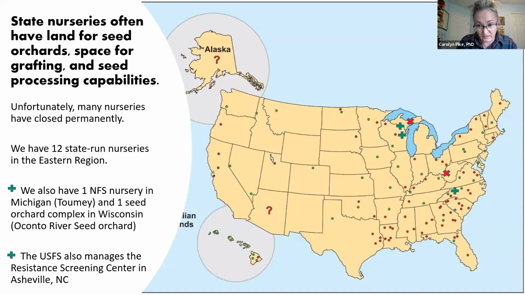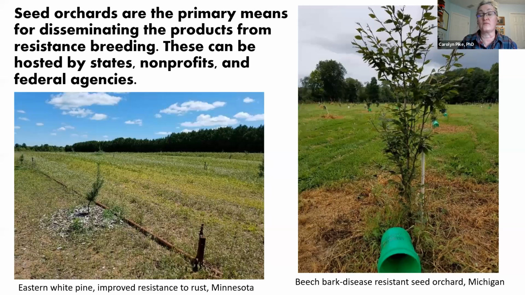And unfortunately, as you can see from the graph, many of them have closed permanently. Those are the red dots. The green dots are the open nurseries. More recently, we lost the nursery in West Virginia. That's the red X in West Virginia, and Michigan's nursery is mostly closed in the UP. On the plus side, there is a Forest Service nursery, Toumey Nursery in Michigan, the green plus sign in the northern one, and the southern one is the Oconto River Seed Orchard in Wisconsin. And then we have a resistance screening center in Asheville, North Carolina that can do a fair bit of screening, mostly for fusiform rust, but they can work on other systems as well with funding.